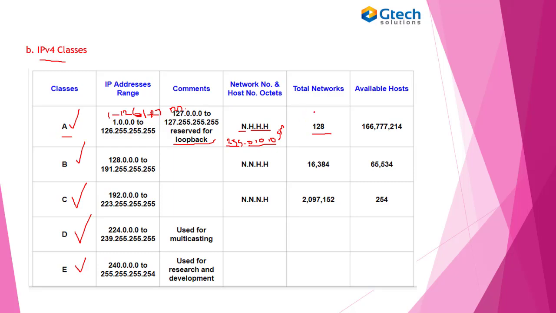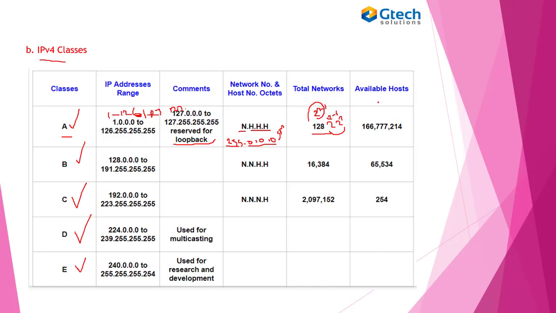How to achieve this? You have to use a formula of 2^n minus 1, which is 2 raised to network bits 8 minus 1, which is 7. Okay, bringing to 128. This formula of getting total networks is 2 raised to n minus 1, where n is the network bits, the bits under network portion. Okay, remember the network portion of class A IP address contains 8 bits.